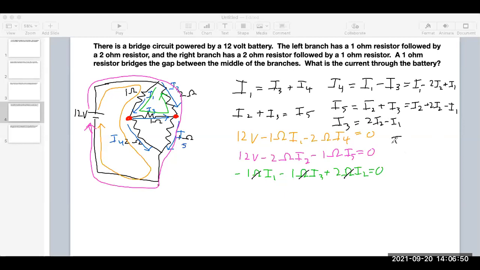So I4 is equal to 2I1 minus 2I2. And I5 is equal to 3I2 minus I1. And then these can get plugged into the loop equations for the goldenrod and pink loops. It can be easier to get the voltage on one side and the currents on the other, or not.